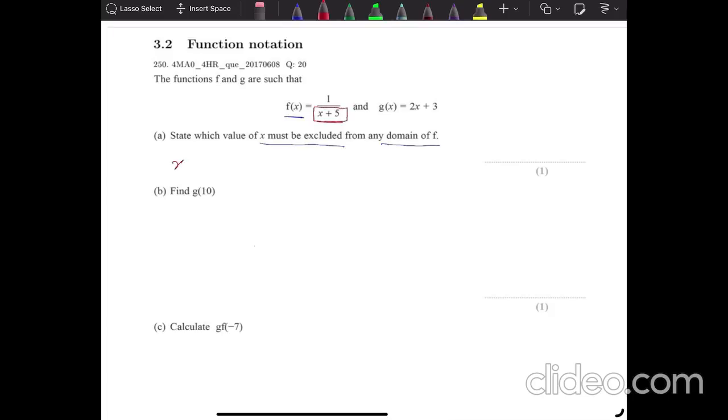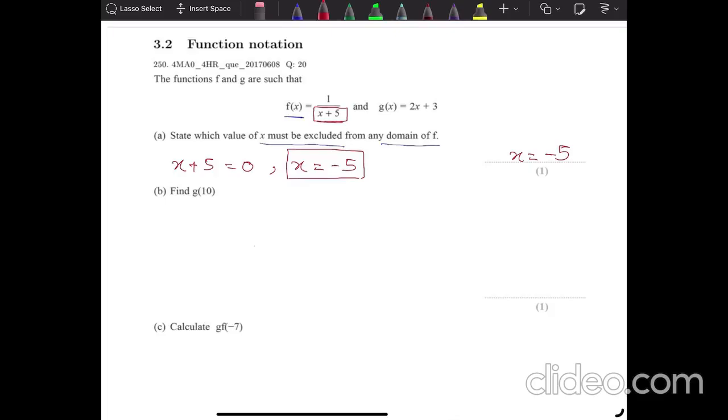So x plus 5 when set equal to 0 gives a specific value of x, that x will be equal to -5. So that is the value which must be excluded from the domain of this function. The reason is if I place -5 here, my answer would be 1 upon 0, which is a mathematical error and gives an undefined answer. So you will say that x equals -5 must be excluded.